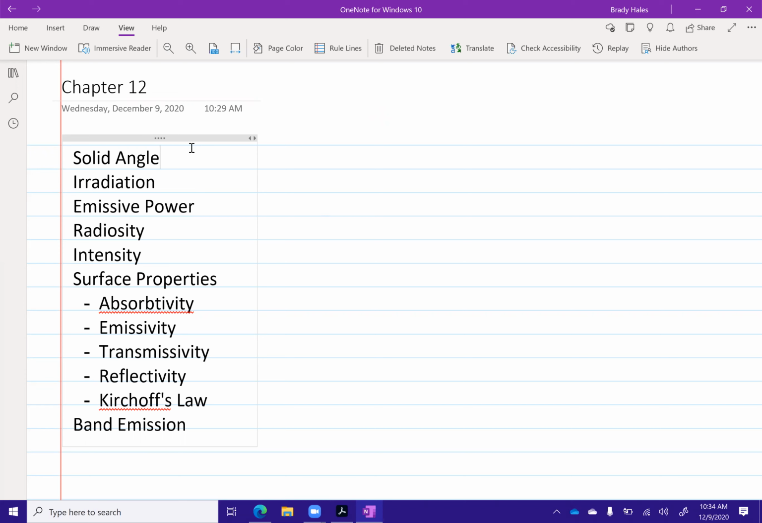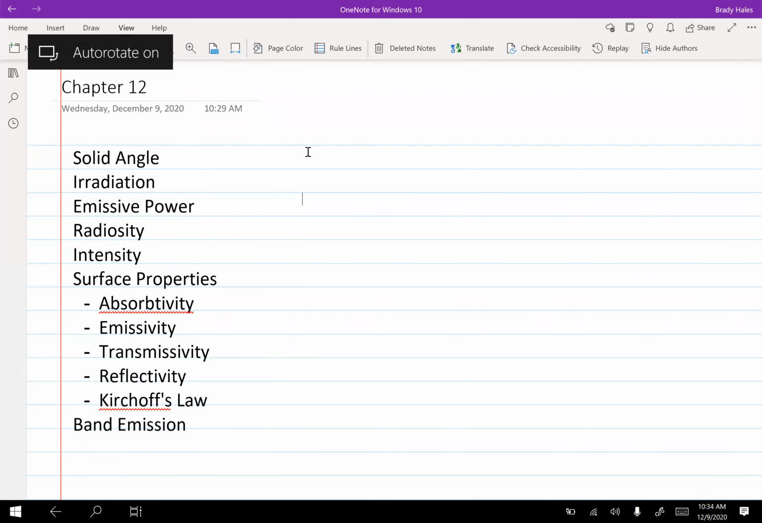Okay, so what I've done is I've written out here what I think the big concepts of chapter 12 are. So we're going to talk about concepts and then maybe run through an example problem to help understand how this all fits together, right? Okay, so we're going to talk about the solid angle first.